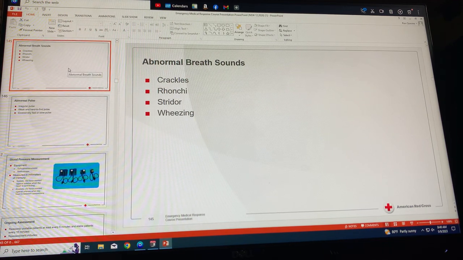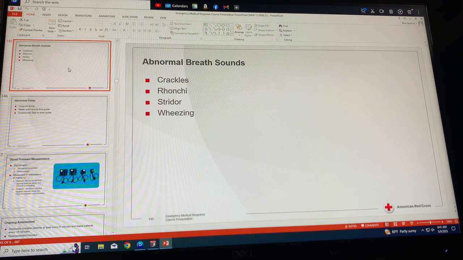Next is abnormal breathing sounds. Crackles, okay? That's not a normal sound. Rhonchi, okay? That's not a normal breathing sound. Stridor, okay? And wheezing. These are all abnormal breathing sounds that we have to take seriously.